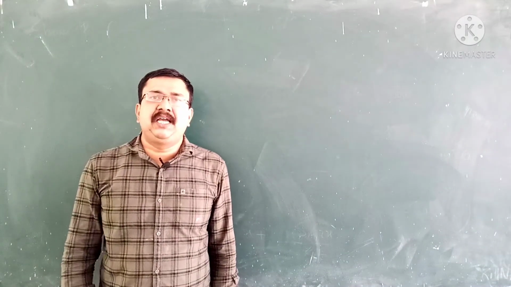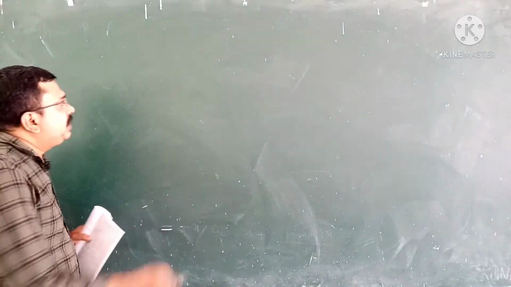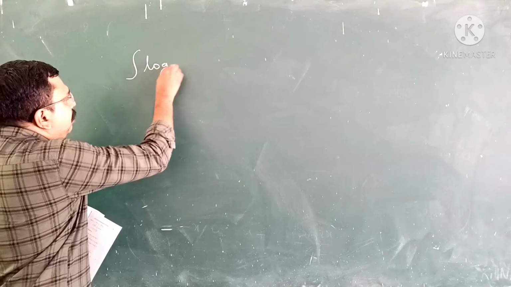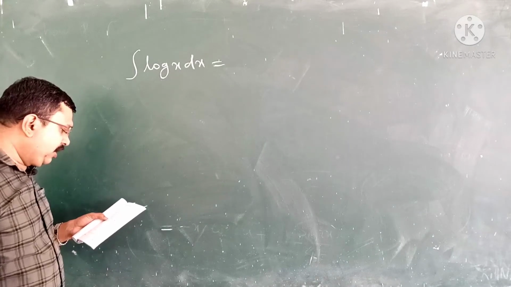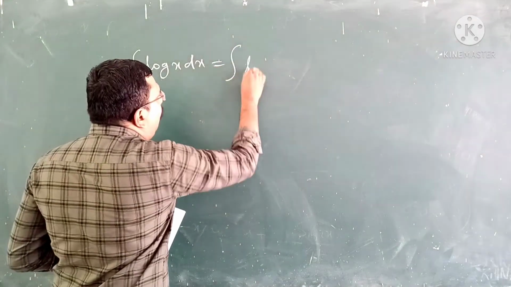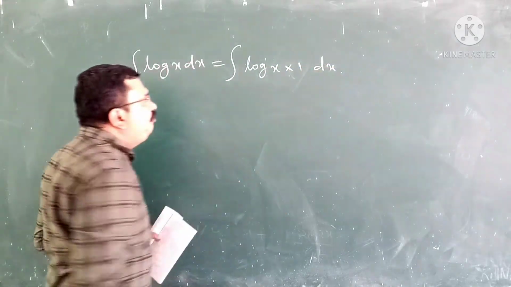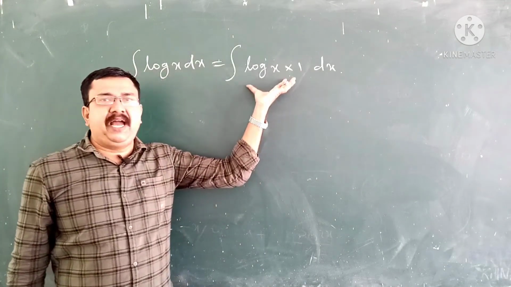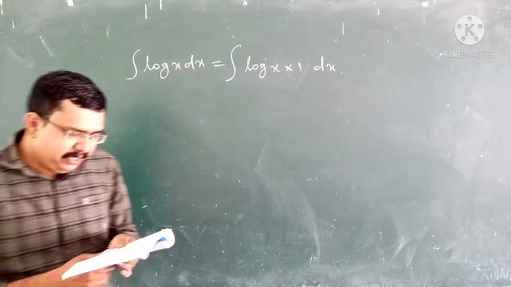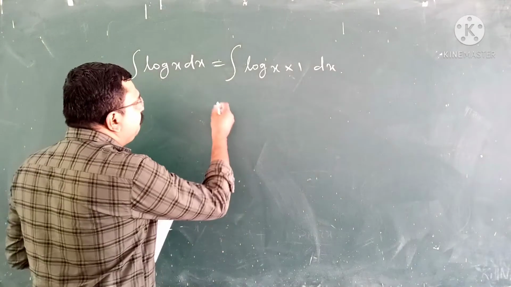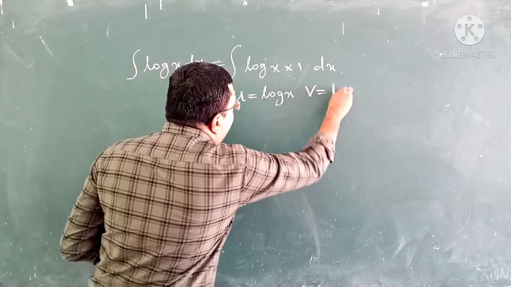Our next question is integrate log x. Okay, how to integrate log x? The question is integrate log x dx. This log x can be written as integral of log x into 1 dx. Therefore, remember that here our first function, that is u, is log x, and the second function is 1, that is v. Therefore u equal to log x and v is equal to 1.